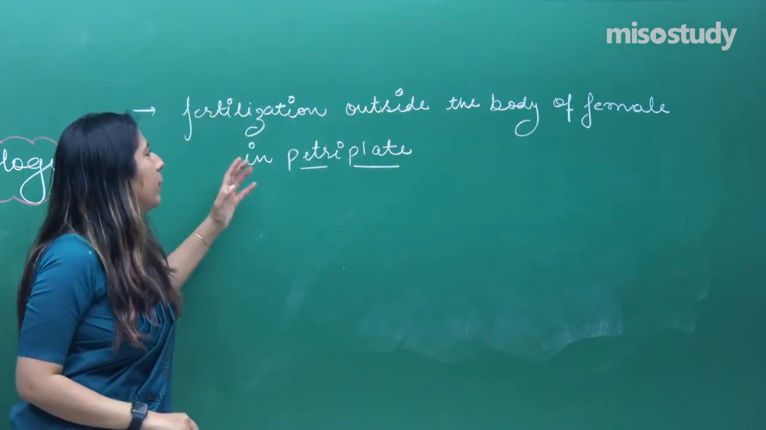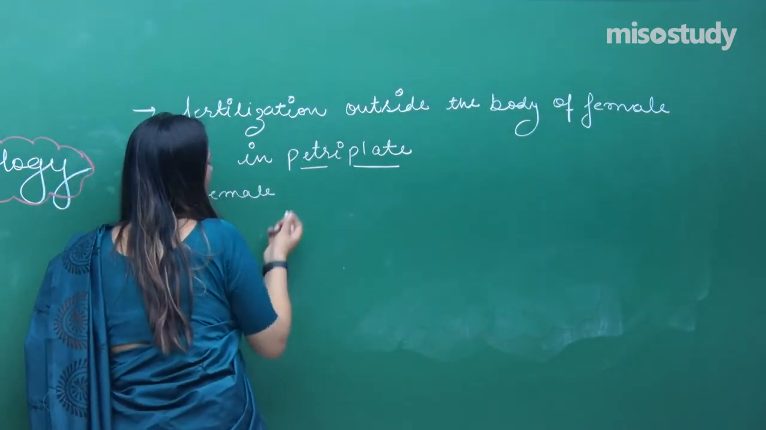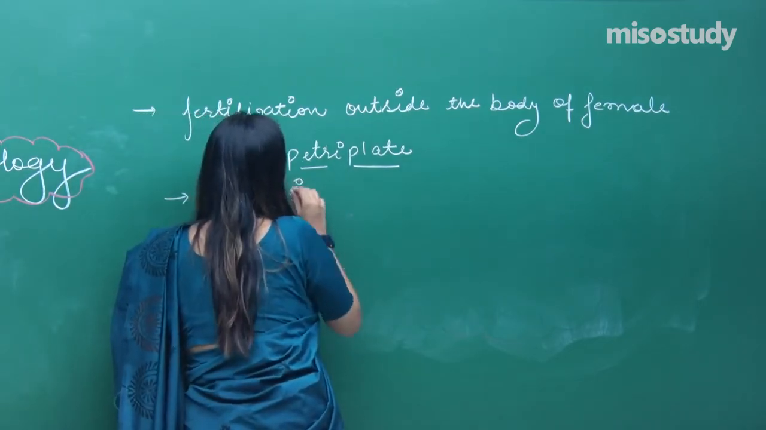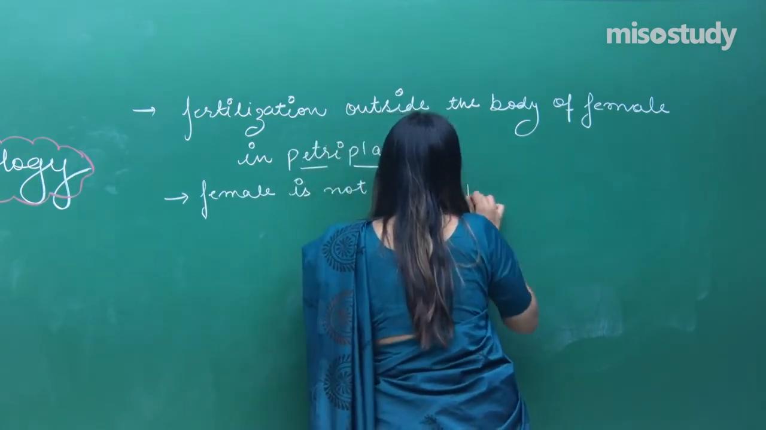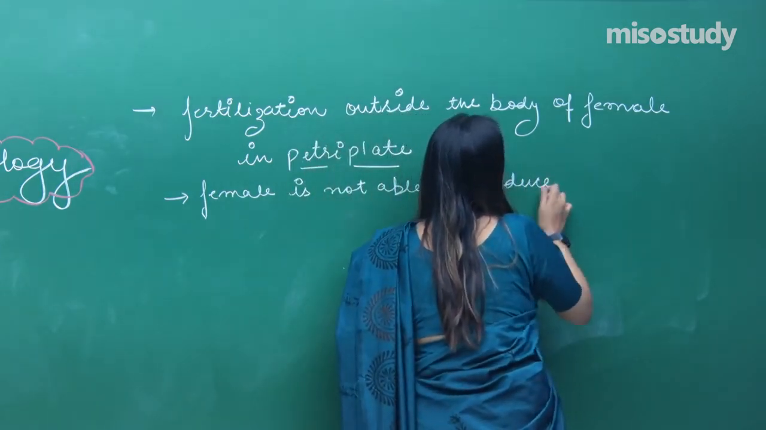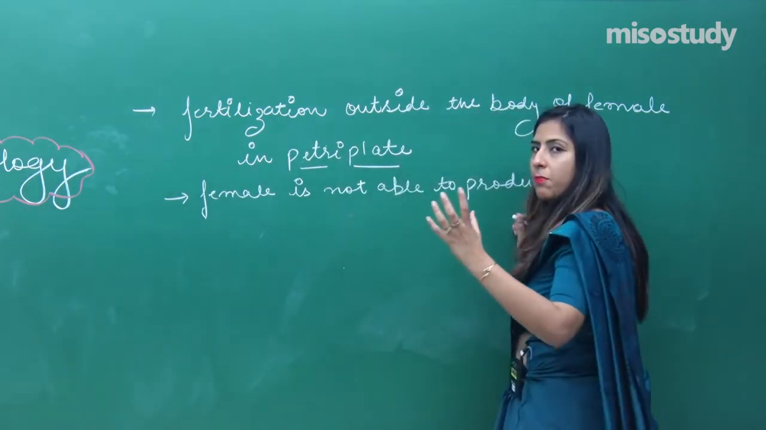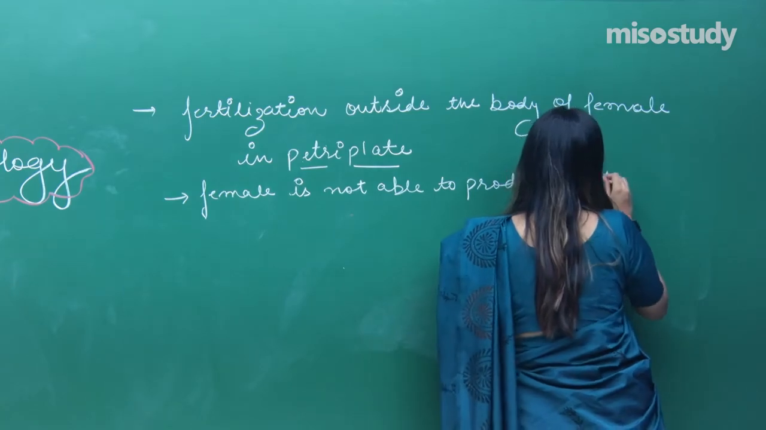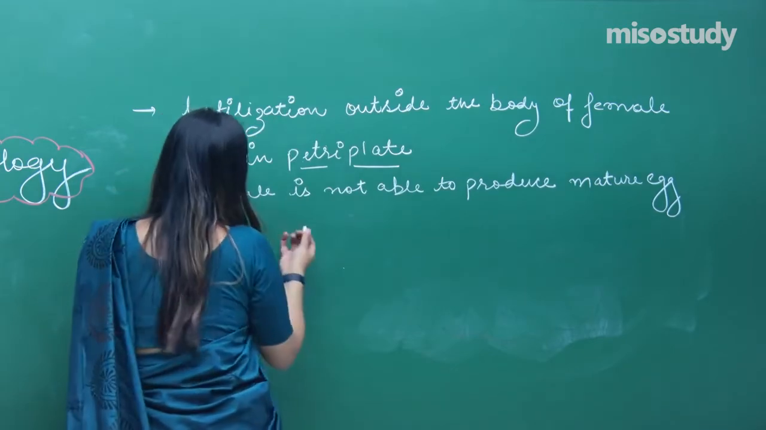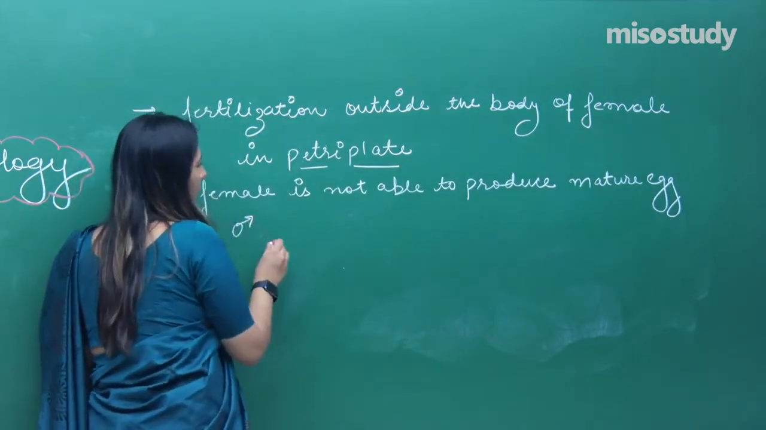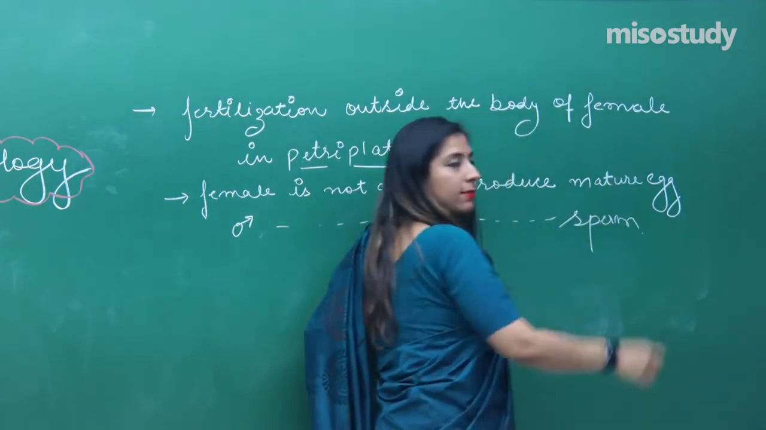Why do we go for this in vitro fertilization? When the female is not able to produce a mature ovum, which comes out of the Graafian follicle, students, or when the sperms are not produced by the male, or the male is not able to produce sperms, in this case we go for IVF technologies.